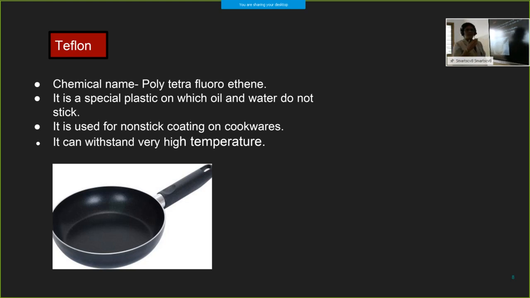It is actually made of iron, but a coating of Teflon is given on top of it. As a result, we need only a very small amount of oil, and the food will not stick to this pan. Okay, so that is Teflon. It is used for non-stick coating on cooking wares and it can withstand very high temperature. So that is the main characteristic of Teflon. It can withstand very high temperature. So that is a special kind of plastic on which oil and water do not stick.